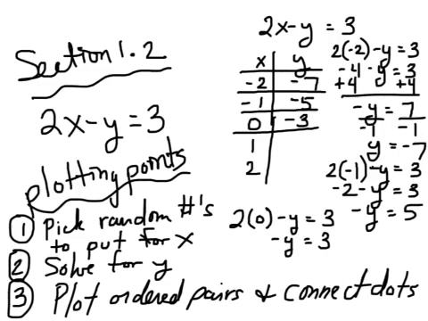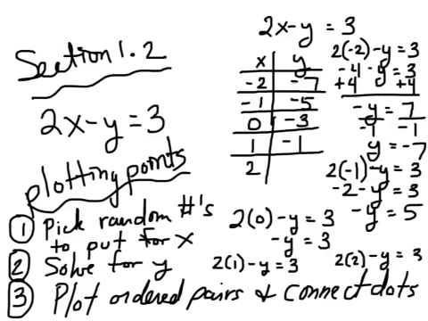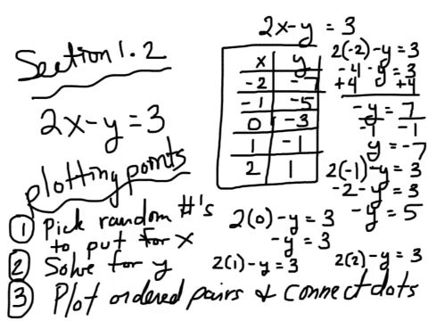So let me just do the last 2 here. 2 times 1 is 2. When I subtract it over, I get 1. Divide by negative 1, I get negative 1. 2 times 2 is 4. When I subtract that over, that gives me negative 1. Divide by negative 1, and I get 1. So I'm going to take that set of data and plot it on a coordinate plane, and then I'm going to connect the dots.